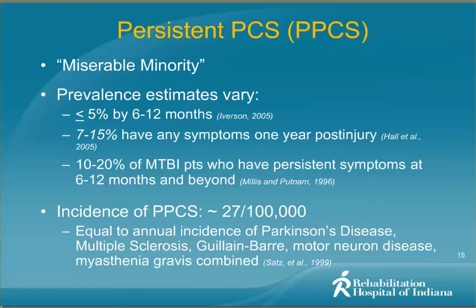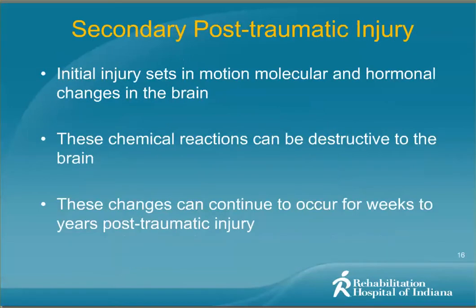which I thought was interesting because it's equal to the annual incidence of Parkinson's, multiple sclerosis, Guillain-Barré, motor neuron disease such as ALS, and myasthenia gravis combined. So that puts it in a little bit of perspective. It's more common than we, I think, acknowledge sometimes.